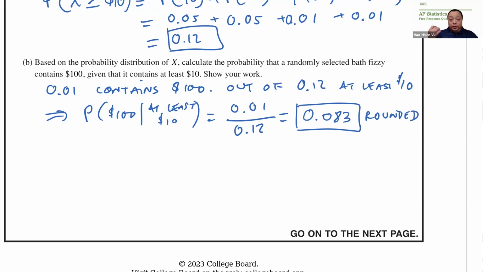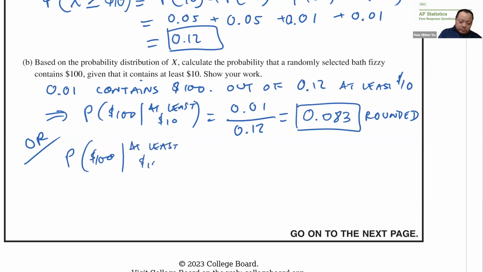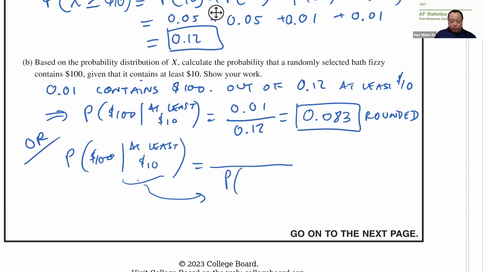Now, if you want to use the conditional probability formula, you can. The probability of B given A is the probability of A and B divided by the probability of A. So this part here goes in the denominator, and both of them go in the numerator.